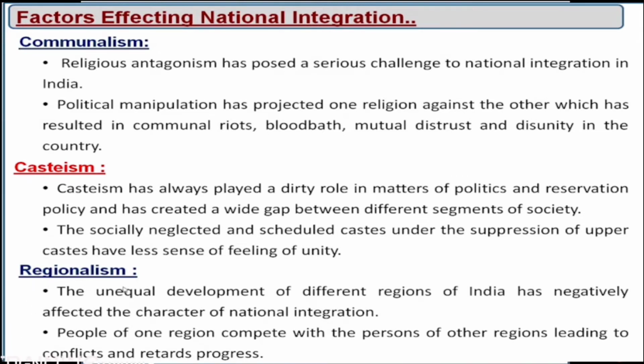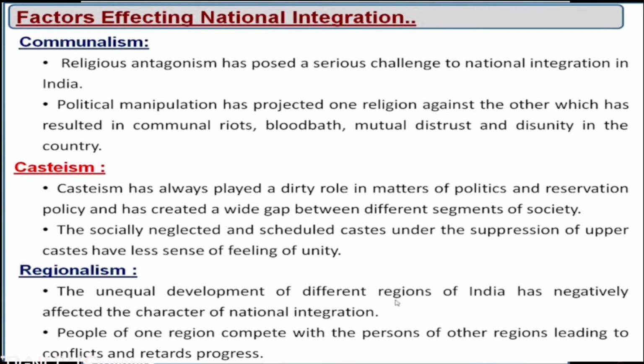The other one is regionalism. There are several regions in India having their unique traditions, food habits, dress and languages. Each region differs from the other in one way or the other, which leads to divisive tendencies within the country.